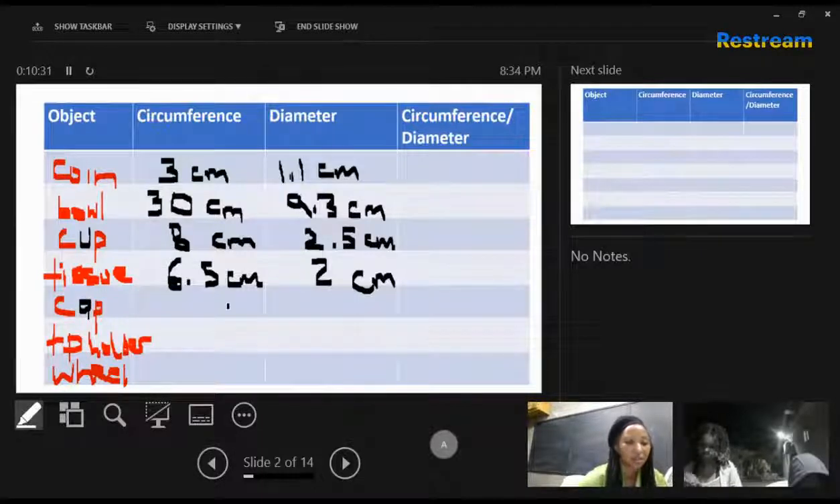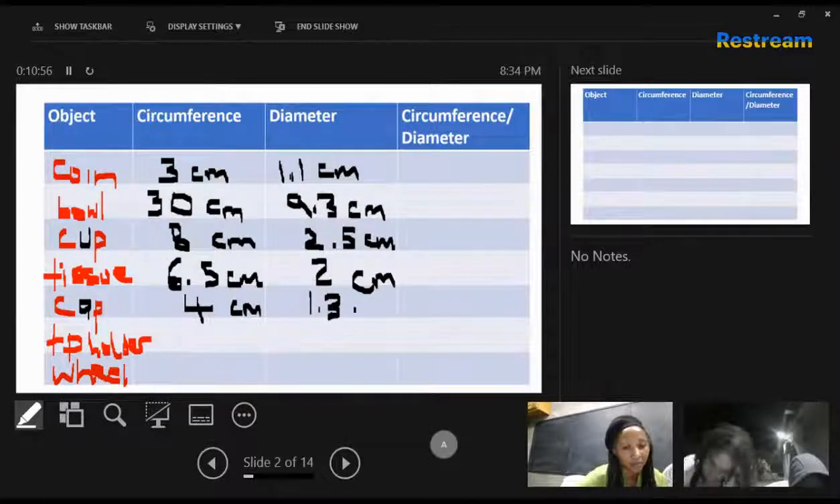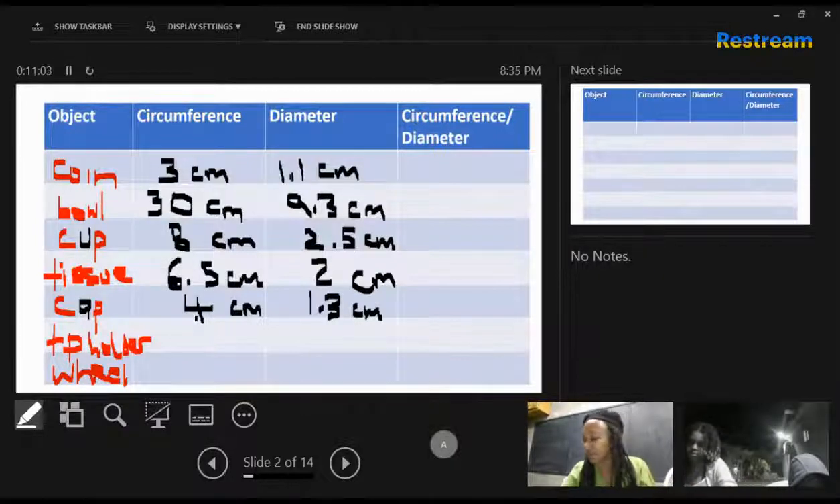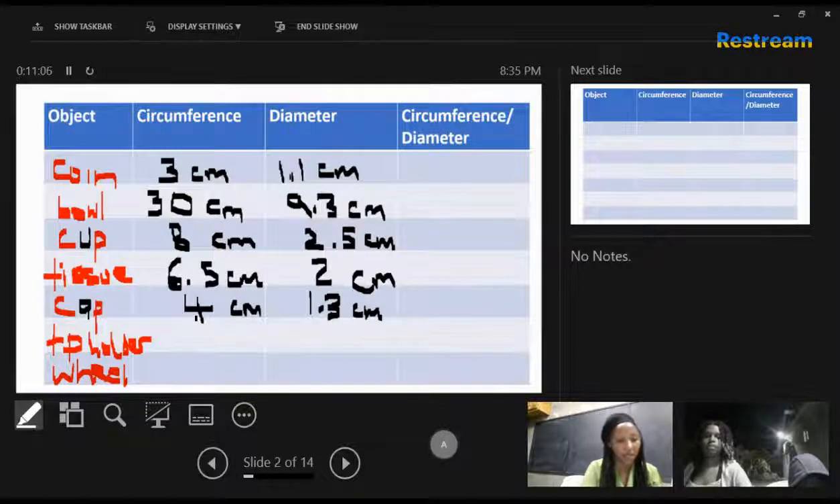The circumference is 4 centimeters, and the diameter is 1.3 centimeters. All right. Thanks, Asar. Imani.